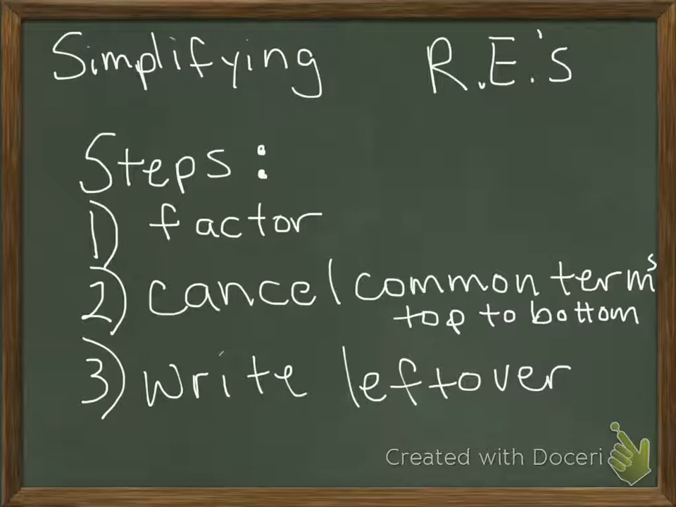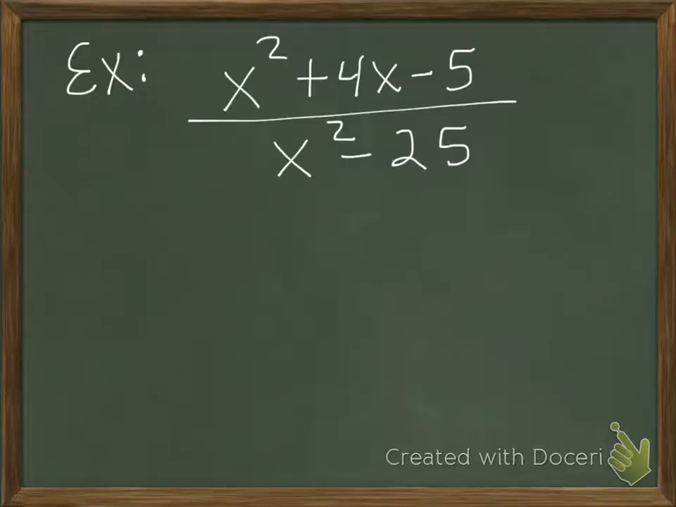So I'm going to do three steps. I'm going to factor, I'm going to cancel common terms from top to bottom, and I'm going to write what's left over as my answer. So here is what this would look like. I have an example, x squared plus 4x minus 5 divided by x squared minus 25, and I'm going to do my three steps. My first step is to factor.